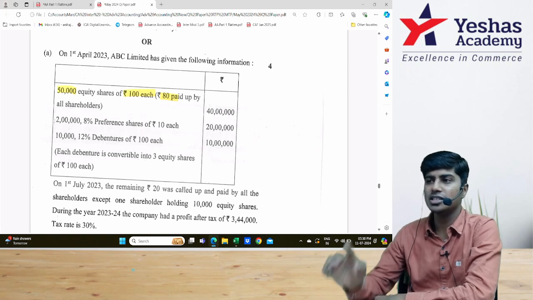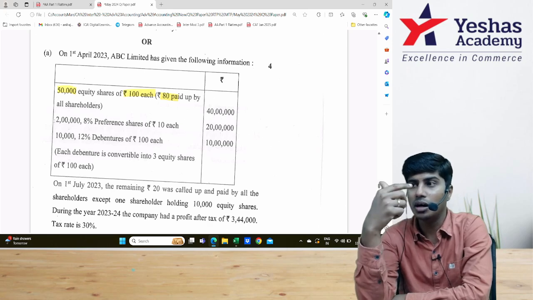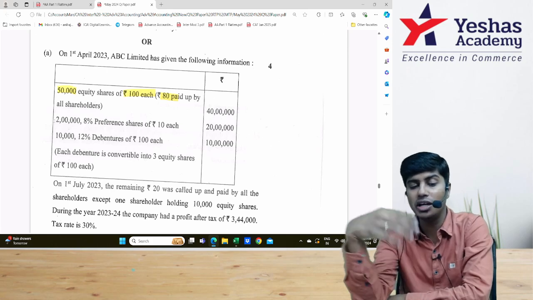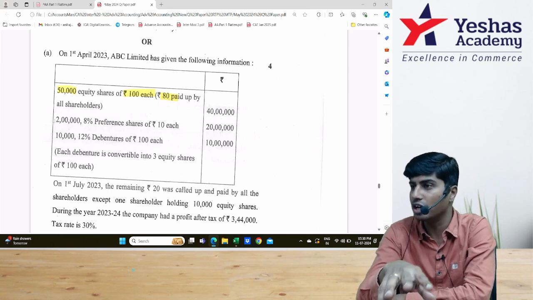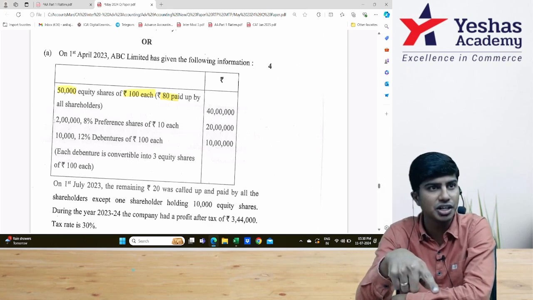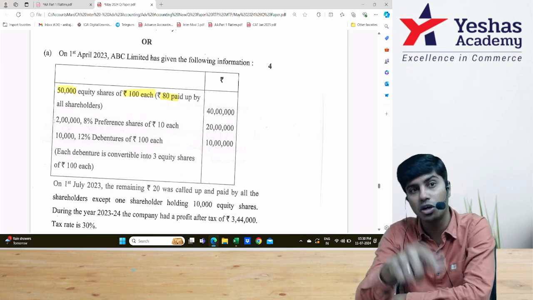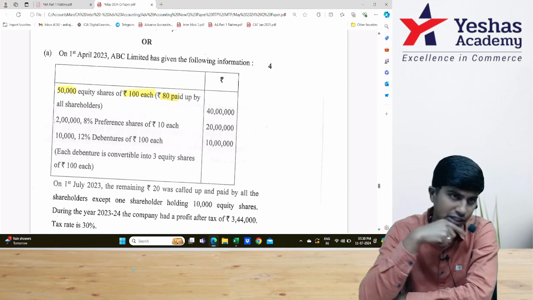These preference shares would have to be adjusted with regard to our earnings available to equity shareholders. If these preference shares are to be converted to equity shares, then this is dilutive in nature. We should check whether it is dilutive. Potential equity shares have to be taken into consideration, and the earnings available to equity shares also will change, because they will no longer be preference shares and will turn into equity shares.